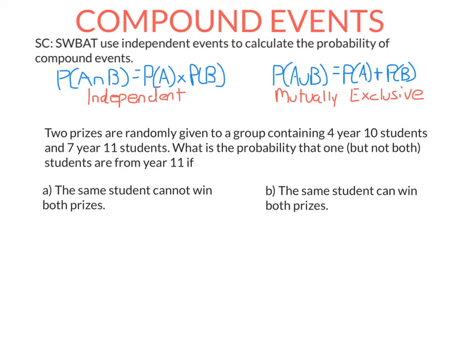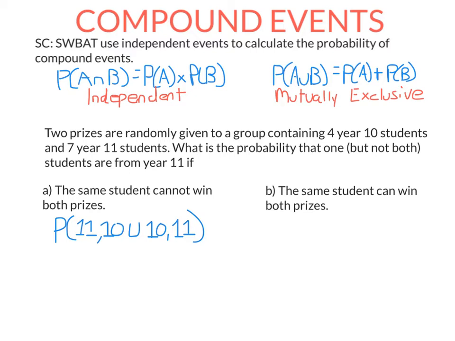Now the answer to this will depend on whether or not the same student can win both prizes. So let's have a go at first if the same student cannot win both prizes. What we're essentially saying here is we only want one student to be from Year 11. So we're finding the probability that the first student is from Year 11 and the second student is from Year 10, or the first student from Year 10 and the second student from Year 11. That's essentially what we're finding here.